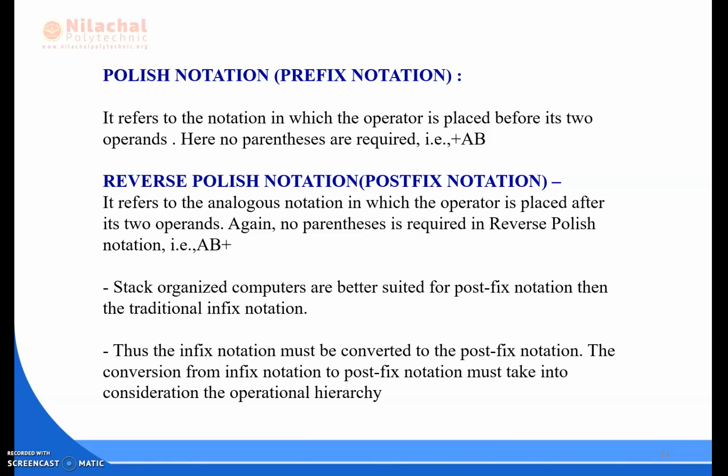Stack organized computers are better suited for postfix notation than the traditional infix notation. Thus, the infix notation must be converted to postfix notation and then be solved. The conversion from infix notation to postfix notation must take into consideration the operation hierarchy. So, let's see how we will be converting the infix notation to either prefix or postfix notation.